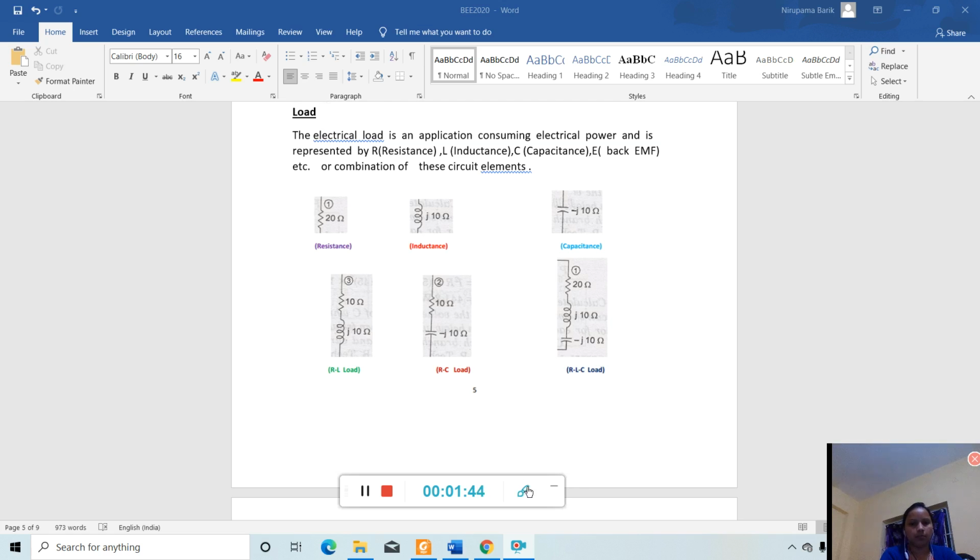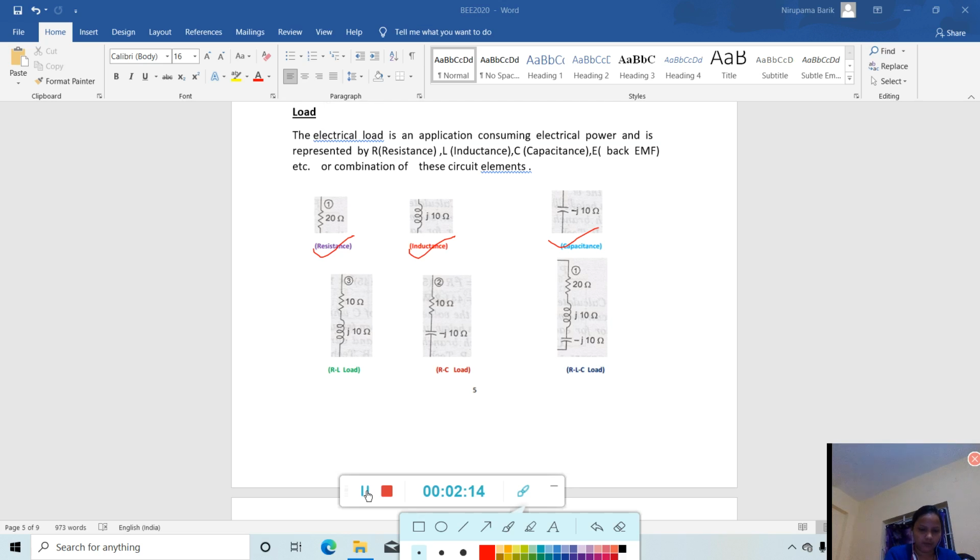So here some examples are given. This is a resistance, resistive load. This is inductance, it is inductive load. This is capacitance, a capacitive load. The resistive load examples are like the incandescent lamp and electrical heaters. These are all resistive loads which mainly produce heat.